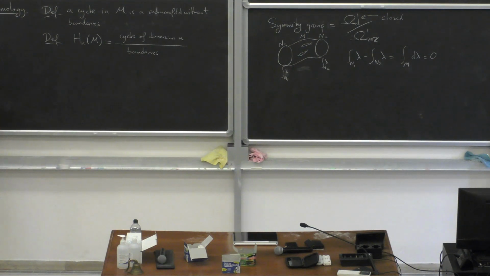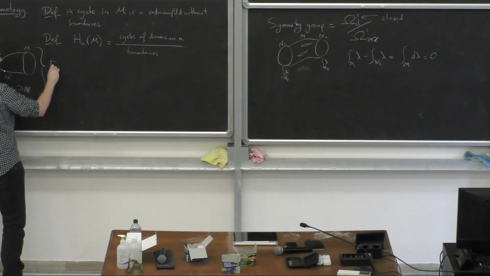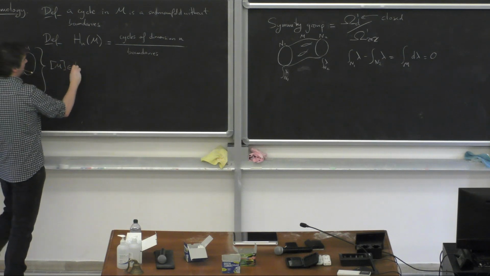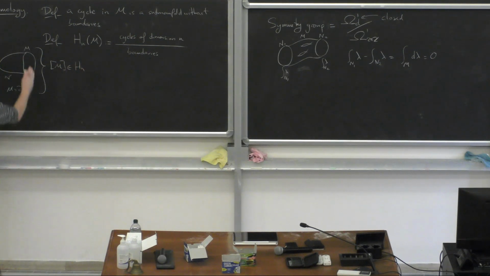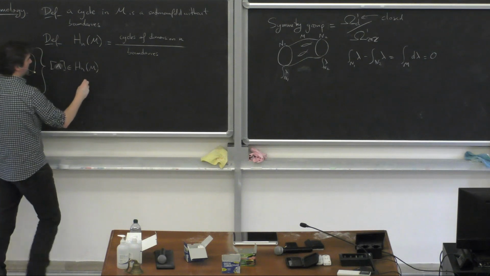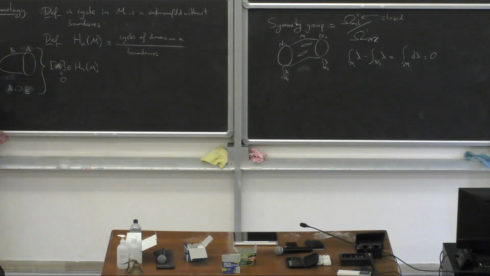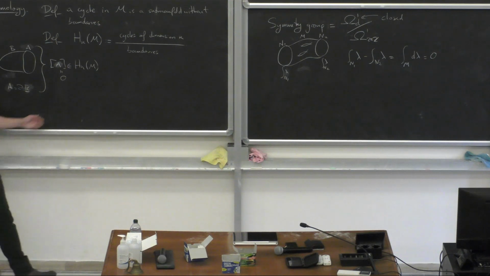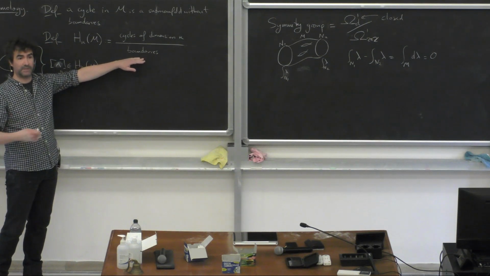So here's an important relation. So if I have a manifold here, and it's the boundary of some other, let me call this A and B. So A is the boundary of B. Then the class of A in Hn of M is 0. Okay, so modulo means that anything that is a boundary you identify with 0 as an algebraic object.